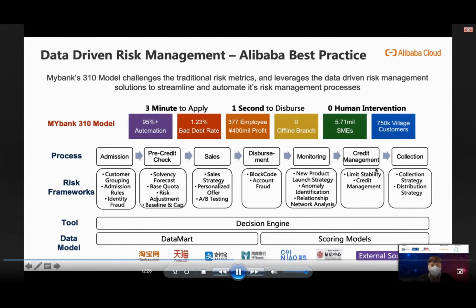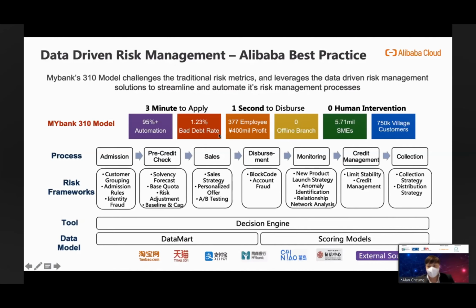How this can be achieved is because it's all using data-driven risk management. It gathers the data from Alibaba Group, from different BUs, and analyzes it to see how trustworthy this account, this person, or this business is through different stages, from admission to pre-credit check, etc., all using our own decision engine. And it achieved 95% automation and a very minimal bad debt rate. There were no offline branches, all done online. It's something we couldn't really do in the past without all the data being gathered and shared in one group with this machine learning capability.